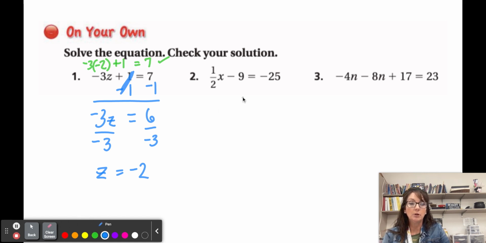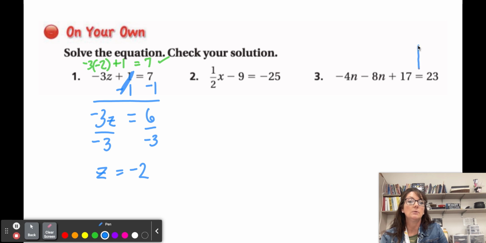Number 2 is very similar. The only difference is when you have this fraction as a coefficient, you want to multiply both sides by the reciprocal, because dividing by a fraction means multiplying by a reciprocal. So let's jump ahead to number 3. In number 3, we have some like terms.